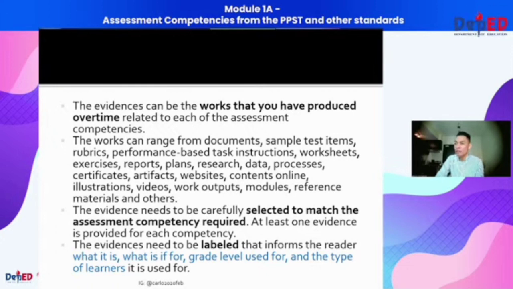Now, when you start making your assessment plan, make sure that you label each part, okay, and label these particular evidence. So what is the evidence? What is it for? What particular grade level did you use it for? What type of learners did you use it for? So these are some labels so that we are guided later on when we look at your evidences.